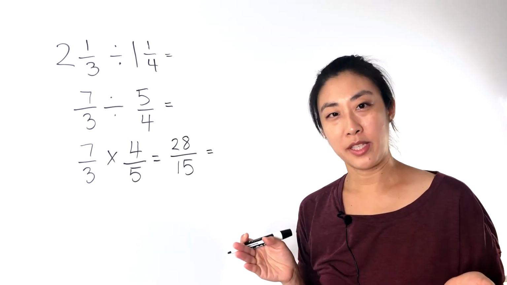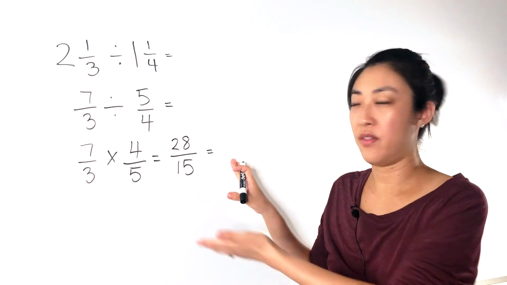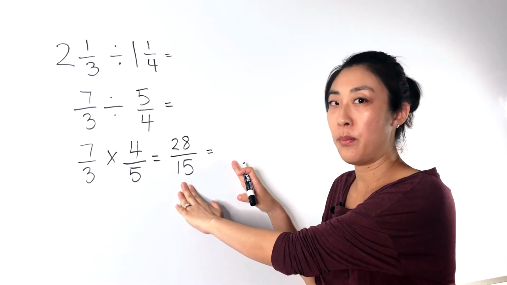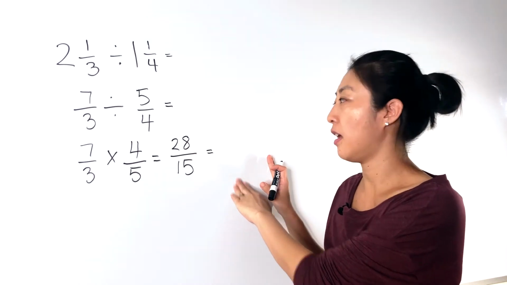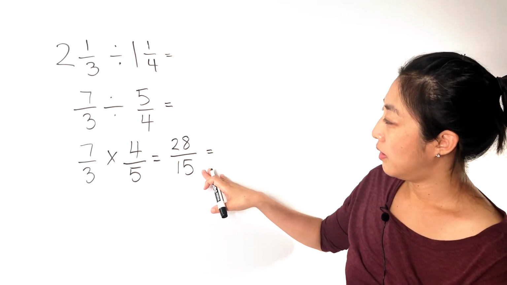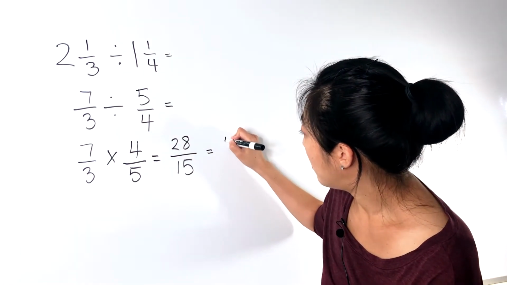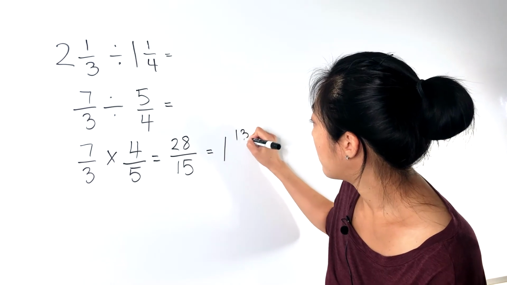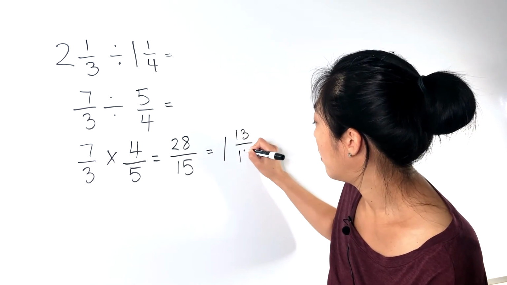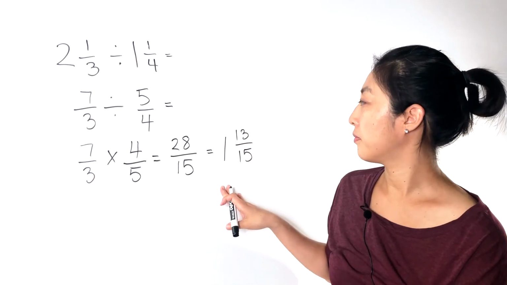And remember when we talked about fractions, usually if you have an improper fraction, we want to change it to a mixed number. And if we change it to a mixed number, the answer is 1 and 13 over 15. And that's our answer.